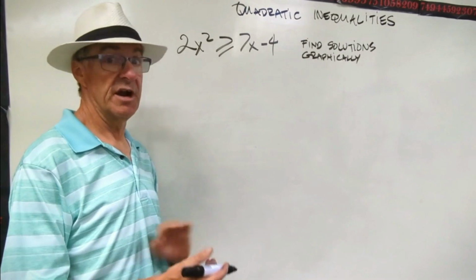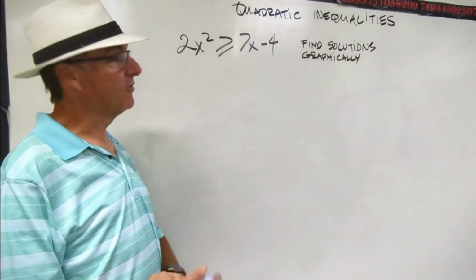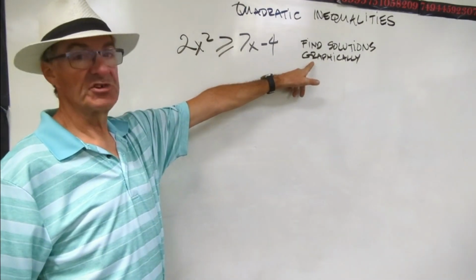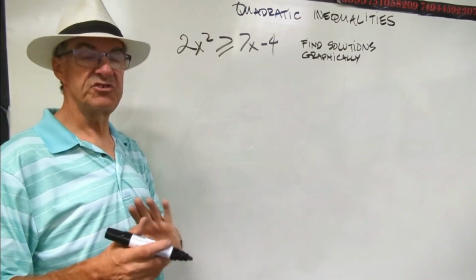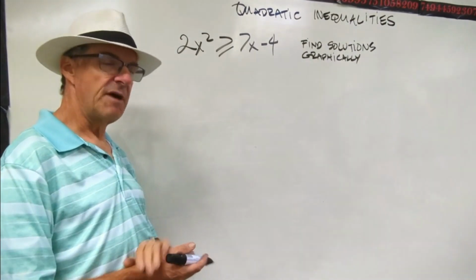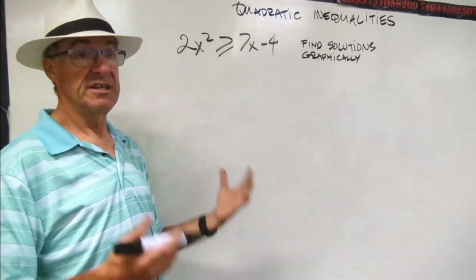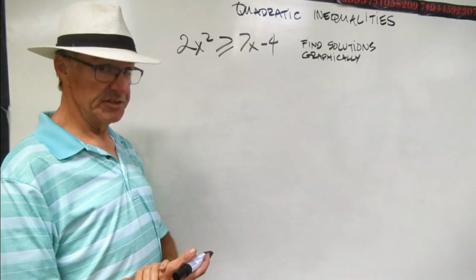It helps you interpret your algebra. But this time we're going to get a different prompt. We're going to get "find solutions graphically." Now there's going to be two ways to do this. I'm going to do it, I think, the more simple way, the first way, and then we'll show you the second way after this board.